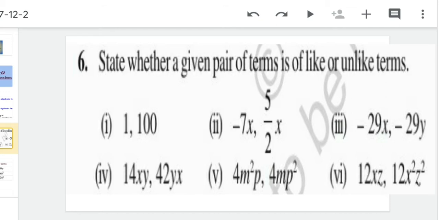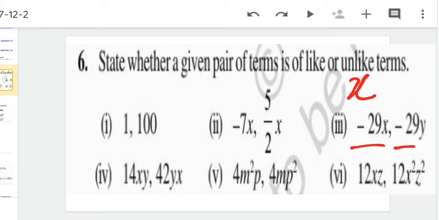In the second part, minus 7x and 5 by 2x. Now focus on the algebraic factors of these two terms. Minus 7x has x, similarly 5 by 2x has x. Both have x as algebraic factor, so these two are like terms. We have minus 29x and minus 29y. Minus 29x has x as algebraic factor and minus 29y has y as algebraic factor. So both of them have different algebraic factors, so they are unlike terms.